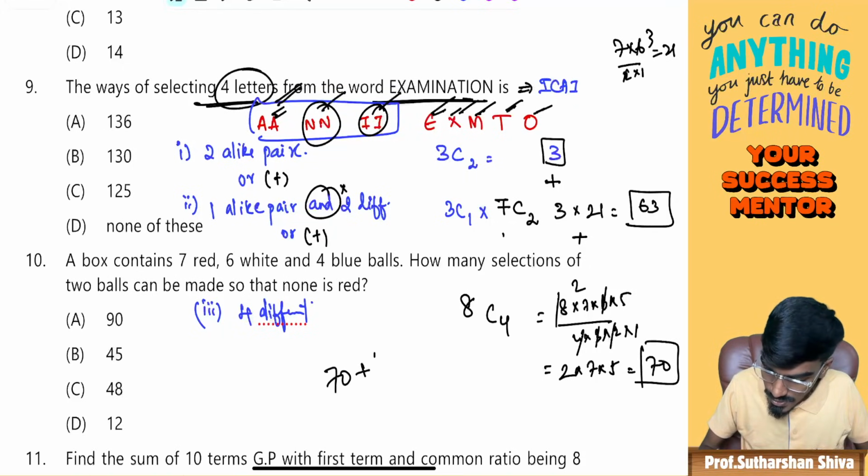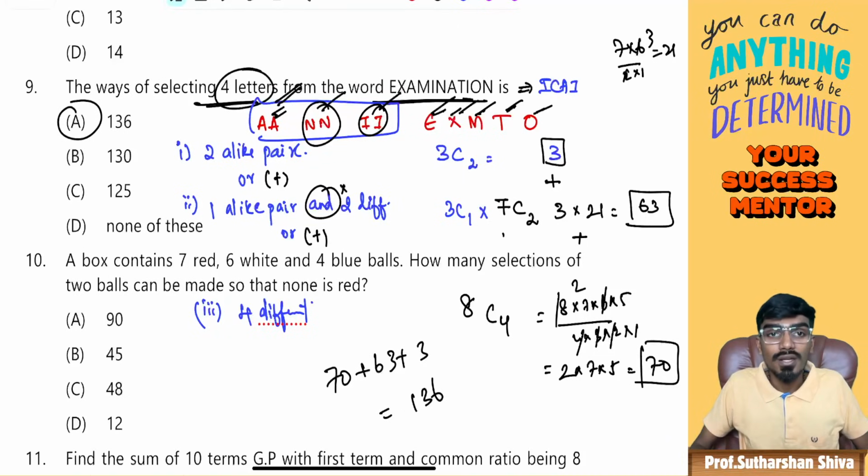So 70 plus 63 plus 3, which is equivalent to 136. Option A is your answer.